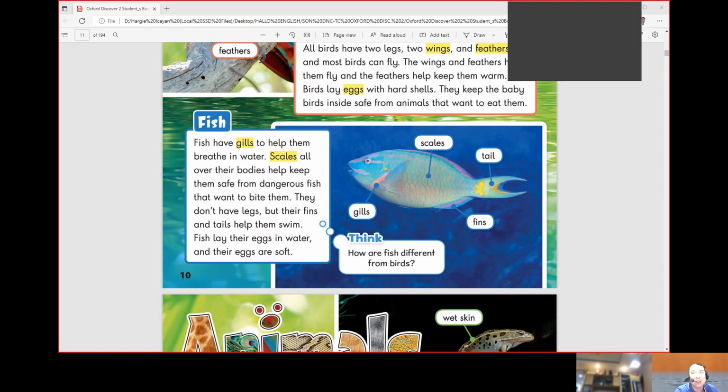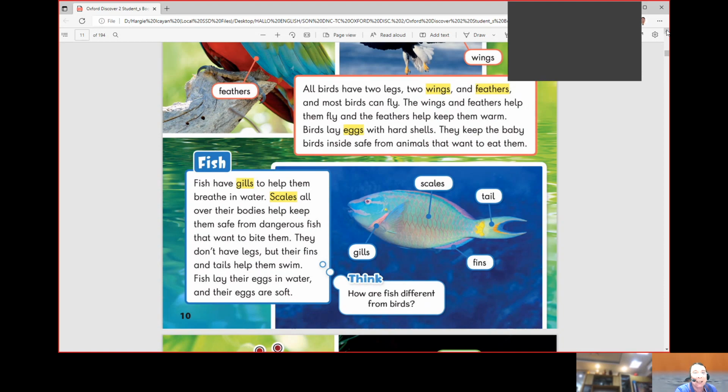Okay, it's very simple, son. You just have to tell me, you have to say: birds have wings, have feathers, have two legs, and can lay eggs, while fish have gills, scales, tail, and fins. Okay, so that would be the answer, son.